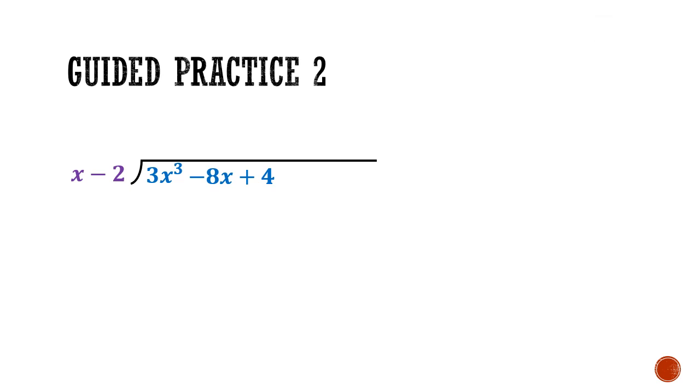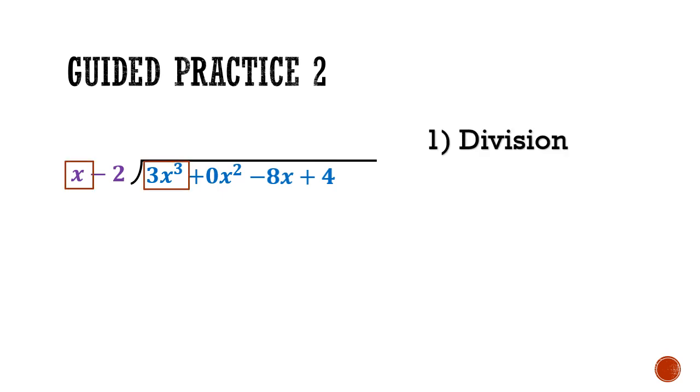So first thing we need to notice is that in the dividend, the x squared term is missing, so we need to add it back in. We'll just add a 0x squared inside. Before we begin step 1, we need to divide the leading terms. 3x cubed divided by x is going to give us 3x squared.